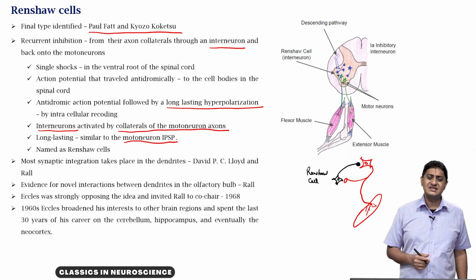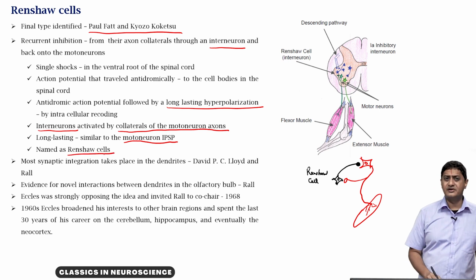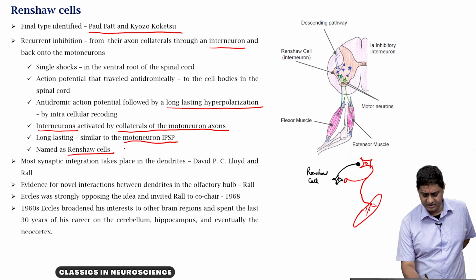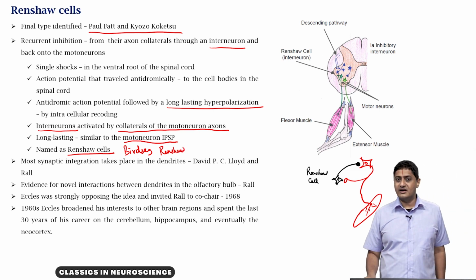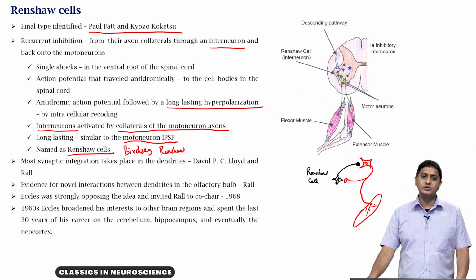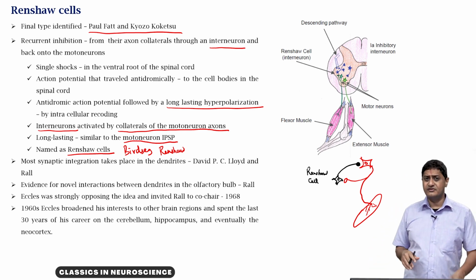This cell was named the Renshaw cell in honor of the medical scientist Birdsey Renshaw, who first predicted that this kind of long lasting hyperpolarization could be due to inhibitory interneurons that are getting activated by the axon collaterals. This was a prediction that Birdsey Renshaw made at Harvard. Unfortunately, Birdsey Renshaw also passed away due to polio, considered an irreparable loss for the field of neurophysiology.